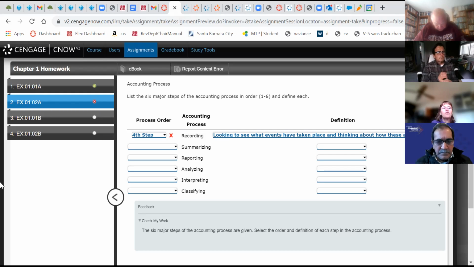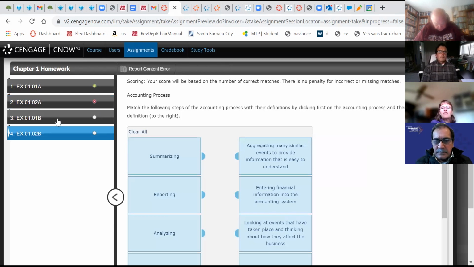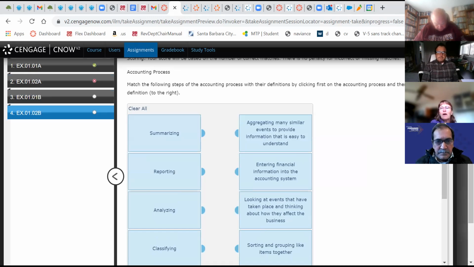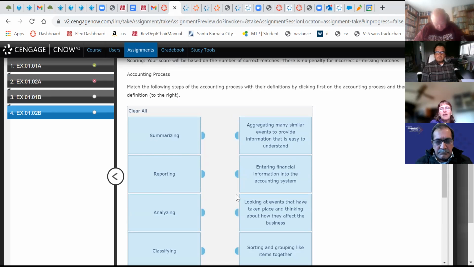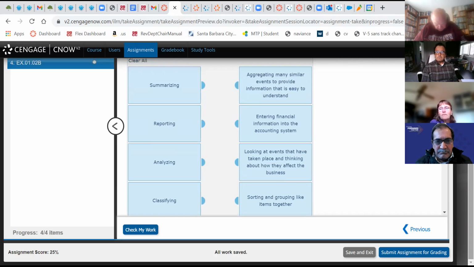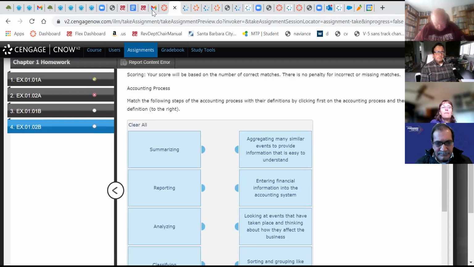Okay, so you see it's doable. It's not a huge amount of work. Cengage tried to make it also a little bit entertaining with this kind of drawing lines thing, so just to let you know. Okay, so this was important.